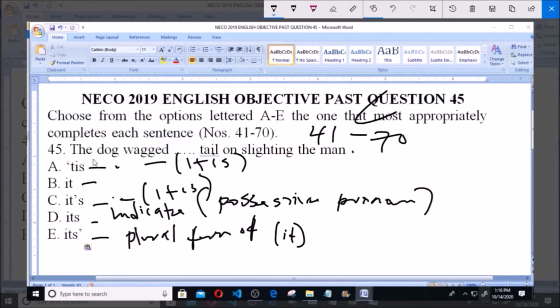So the subject of the sentence here is the dog. Then the wag is a verb. Then the tail belongs to the dog. So it means that the dog possesses the tail. So the dog wagged its tail on sighting the man. So option D indicates possession, a possessive pronoun, indicating that the tail that the dog wagged in sighting the man belongs to the dog. So option D is correct.